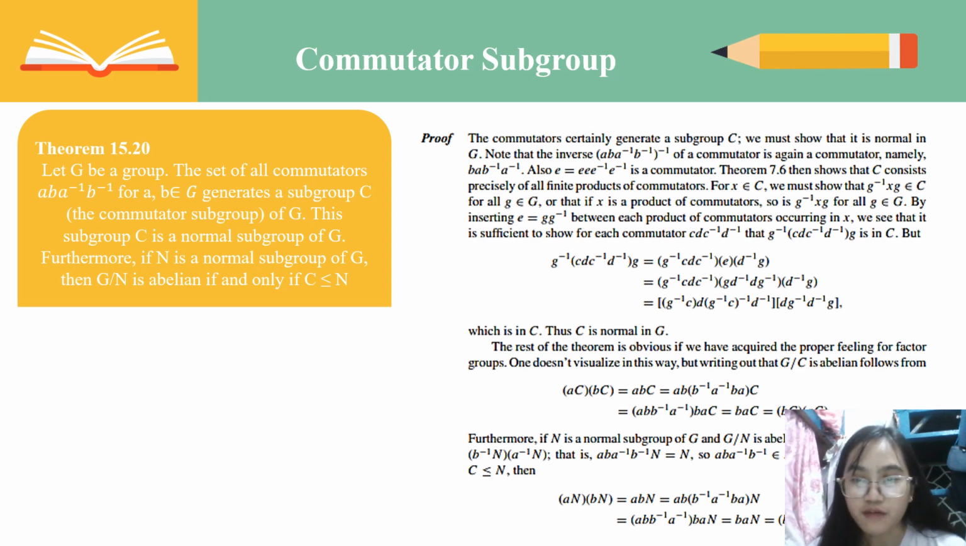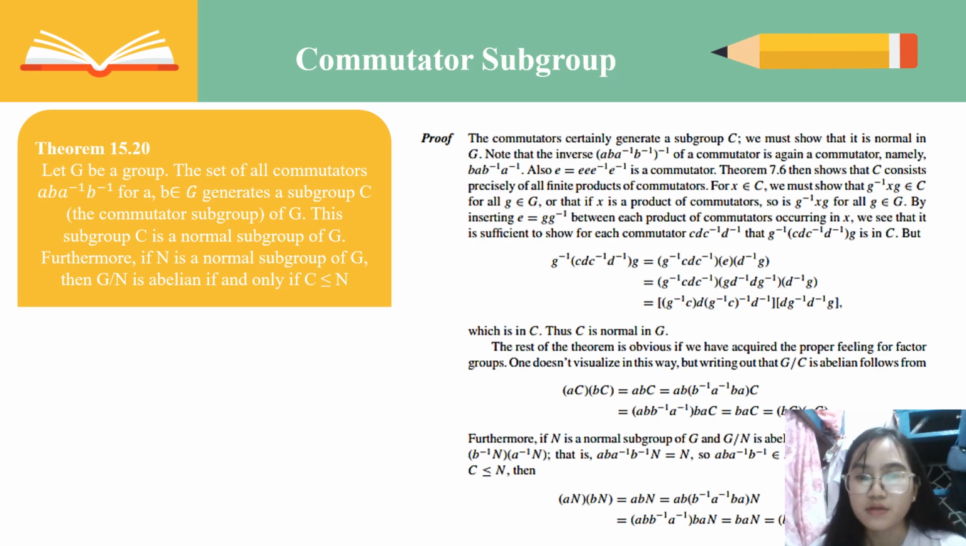For x an element of C, we must show that g⁻¹xg is an element of C for all g in G. If x is a product of commutators, by inserting e equal to gg⁻¹ between each product of commutators occurring in x, we see that it is sufficient to show, for each commutator cdc⁻¹d⁻¹, that g⁻¹cdc⁻¹d⁻¹g is in C.